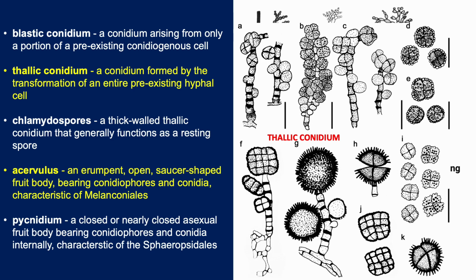Next terminology is Thaliconidium. These are the conidia which are formed by transformation of an entire pre-existing hyphal cell. In the diagram, I have given a lot of examples of different types of Thaliconidium produced by varieties of fungal organisms.